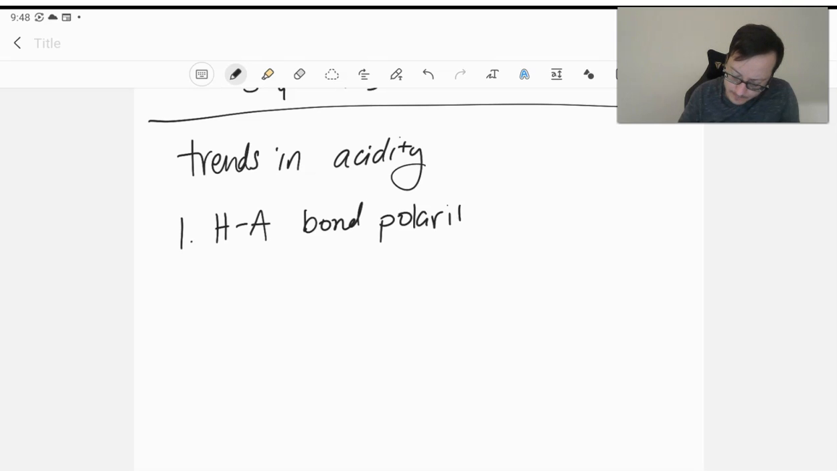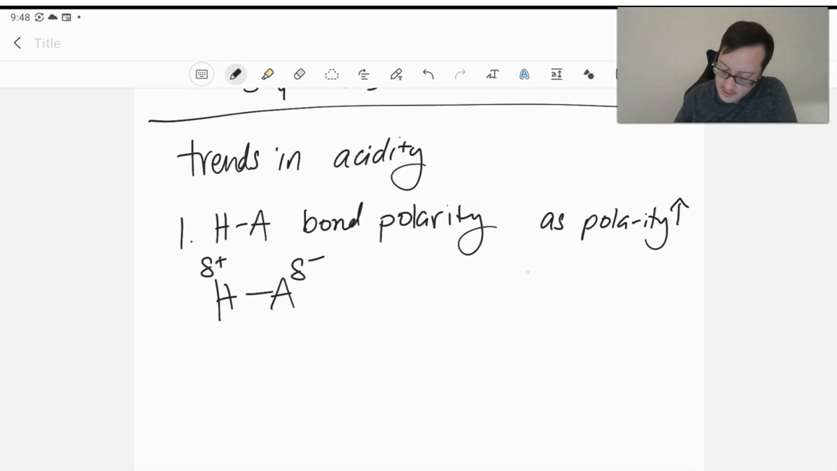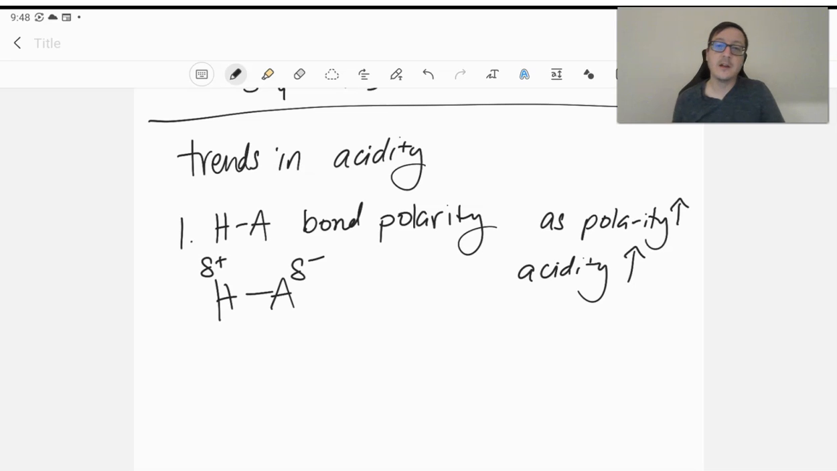As we know, as A gets more electronegative, it ends up hoarding the electrons. And we're going to see that the bigger that polarity happens to be, the stronger the acid will be, generally speaking. And these are rules of thumb. These are trends that we're going to see. So as polarity goes up, the acidity goes up as well, meaning that Ka goes up or the pKa goes down, whichever way you're looking at it.